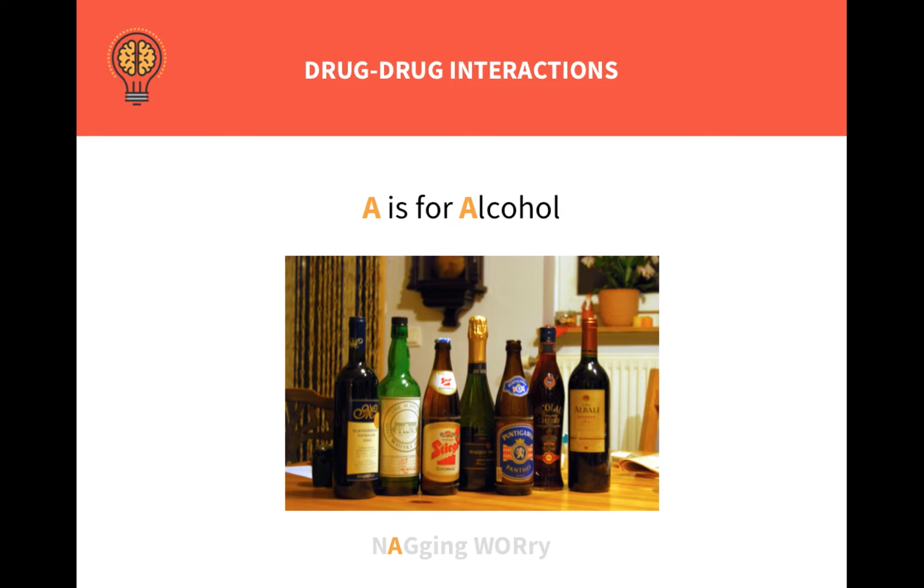A is for alcohol. Alcohol acts as an inhibitor of several enzyme systems in the liver when used on an acute basis. However, chronic alcohol use actually causes liver damage, which acts as an inducer of enzyme systems.